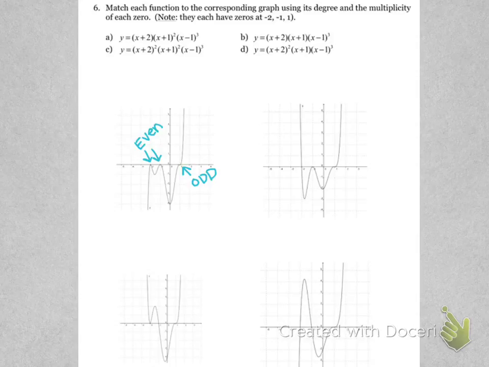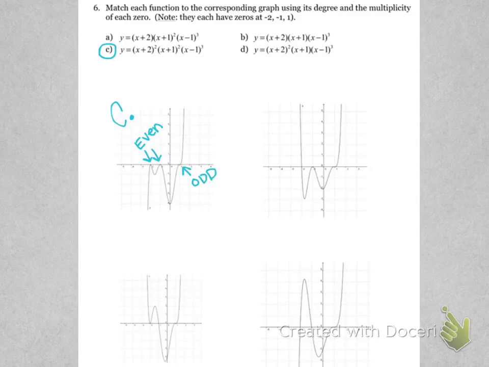So if we look at the function, we need to see at x plus 2, we need an even number. So we're only looking at c and d. And then at x plus 1, we also need an even degree. And c is our answer here. And then that confirms that at x minus 1, we have an odd degree because it's 3 in the function.